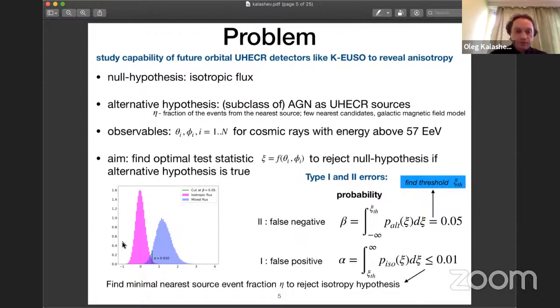So if they are different, when we choose the threshold based on the false negative rate, we get the false positive value small enough. We hope to get it small enough. And this false positive rate value is given by this integral. We will be interested in the minimal fraction of the events from the closest source which will allow us to get the false positive rate less than 0.01 if we fix the false negative rate to be 0.05. So this is our criterion. With these conditions, we will try to find the minimal fraction of events from the nearest source.